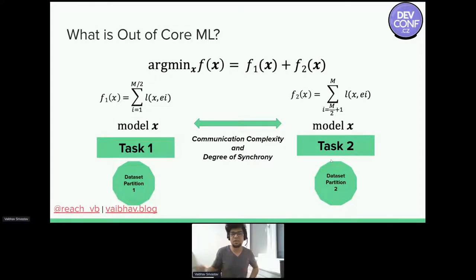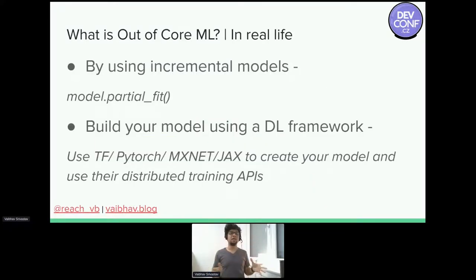And this is effectively something which all deep learning, all machine learning libraries now use. So this is called a mirroring strategy, where you effectively mirror your model, and you just pass each copy a different data partition. So how does this happen in real life? One is by using partial fit, and we'll cover that in a bit. And the second is that you use some sort of deep learning framework, like TensorFlow, PyTorch, MXNet, JAX, whatever new frameworks keep coming in, and you use their distributed training APIs, which will effectively do this for you, right?